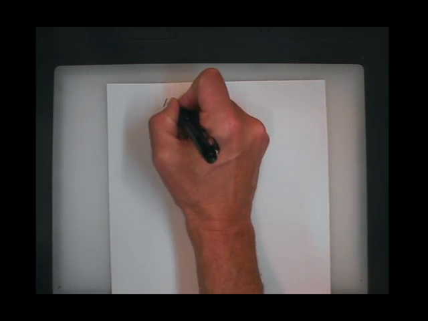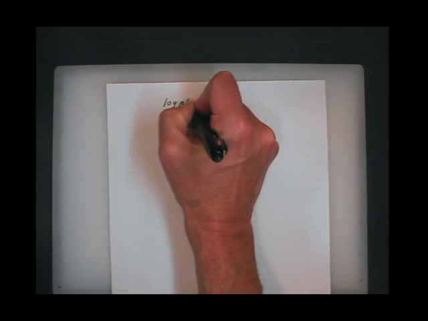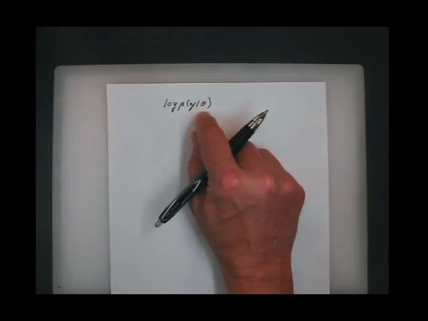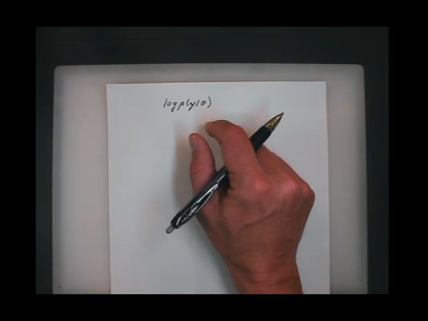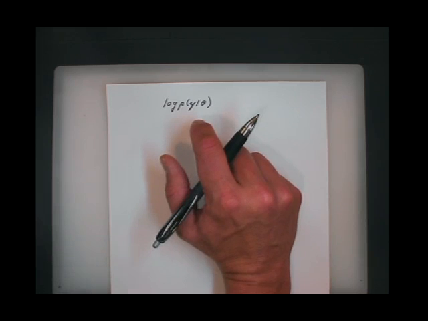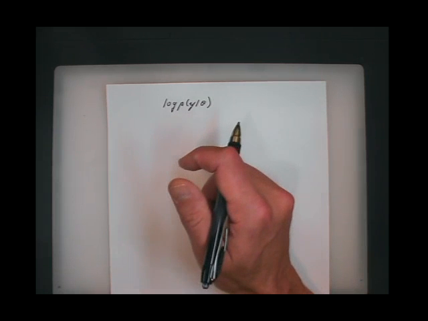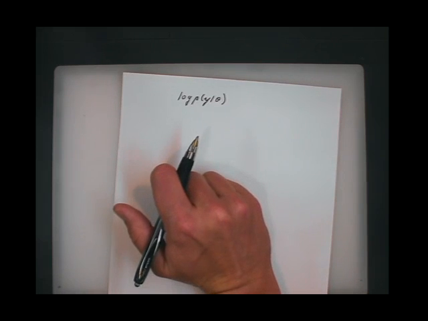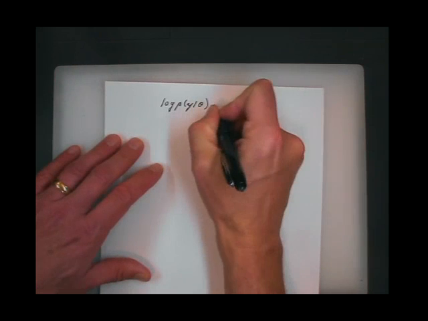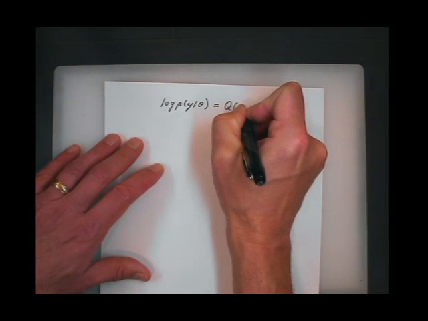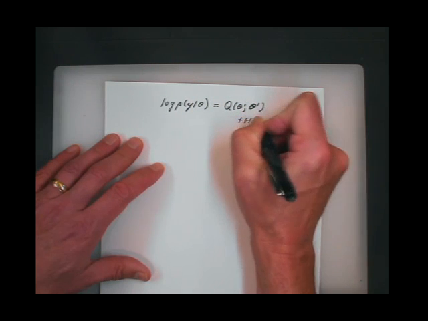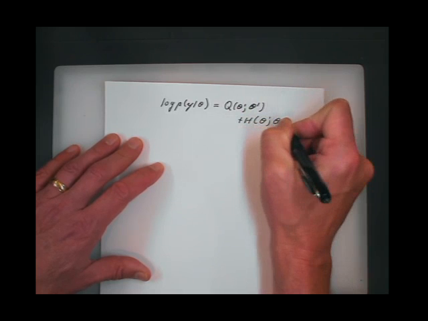So you have a log of P of Y given theta, right? And that's the log likelihood. You're supposed to maximize with respect to theta in order to estimate the distribution, okay? And you can decompose this into two functions: Q of theta, theta prime, plus H of theta, theta prime. Okay?